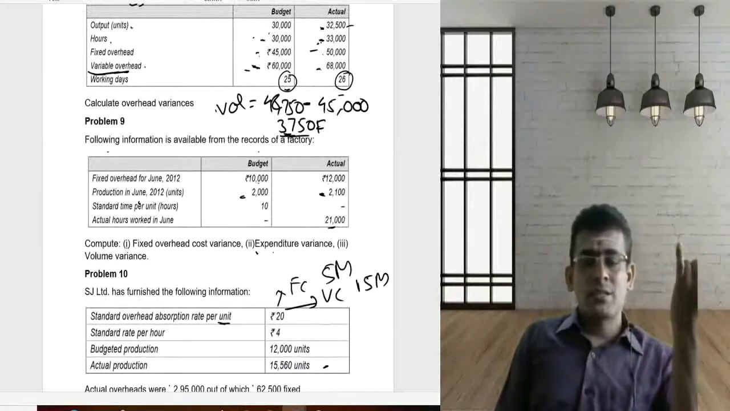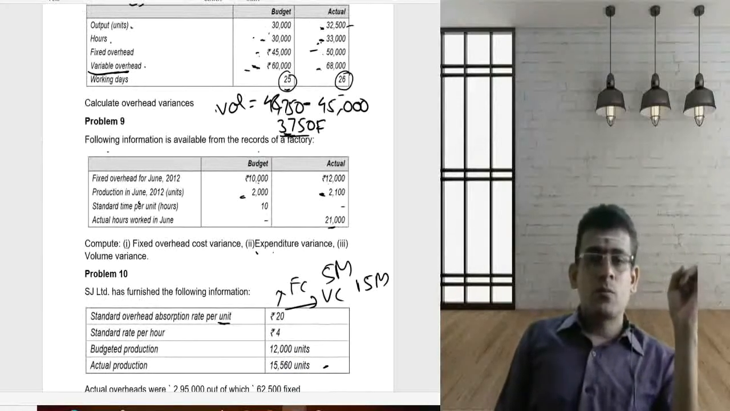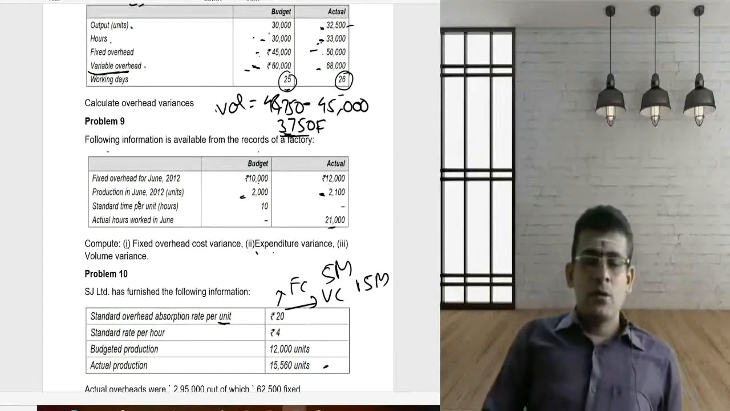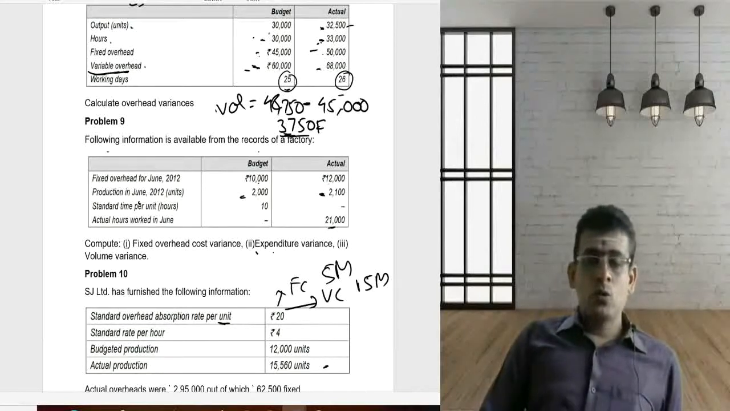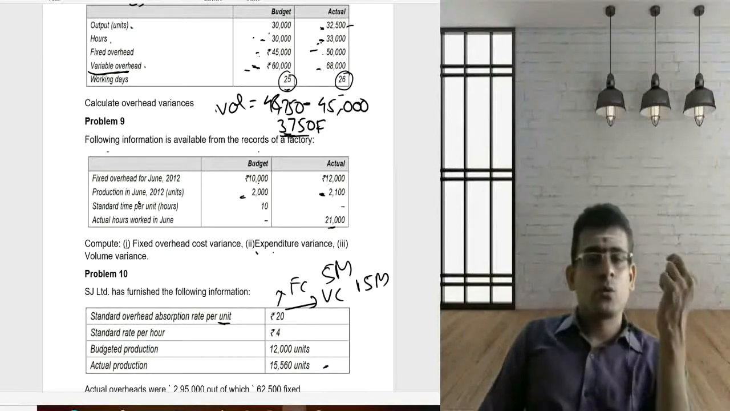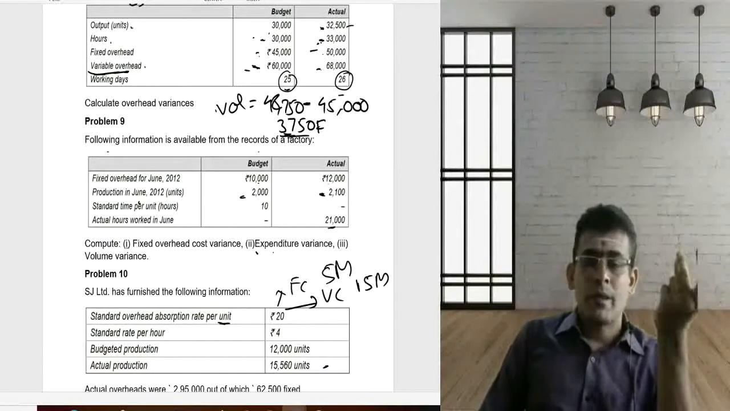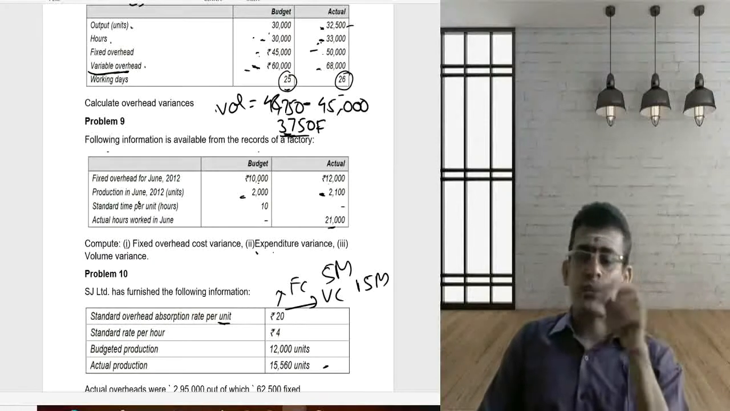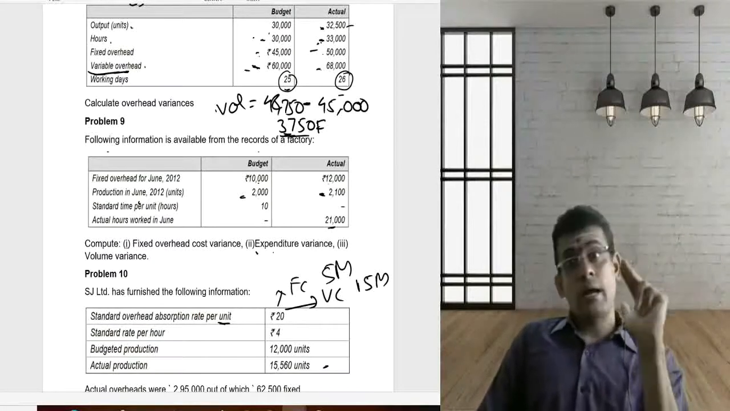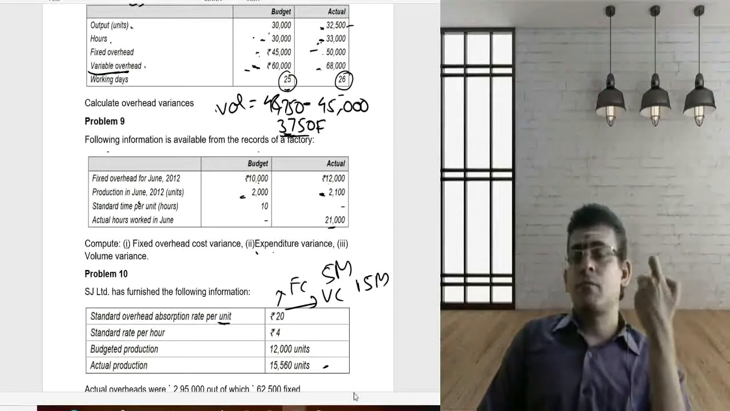And what else is required? Standard output. What is my standard output? I am budgeting to produce 12,000 units. So now I know my budgeted production. What I need to know is how many hours I need to spend to produce 1 unit. If I know this, then I can easily find my standard hours for actual output. Until I know that, I cannot find my efficiency variance.